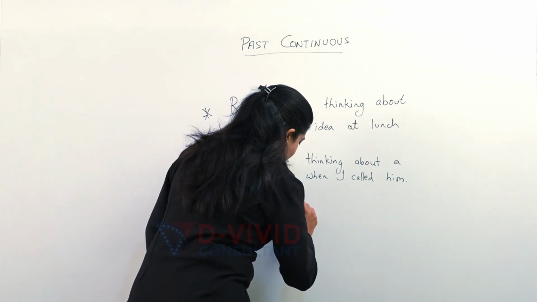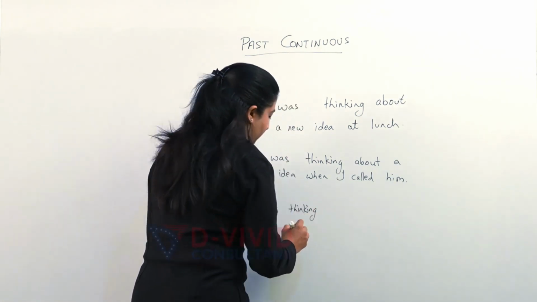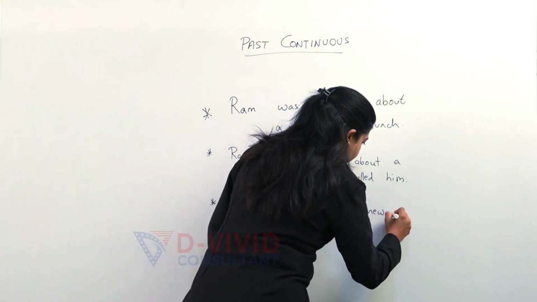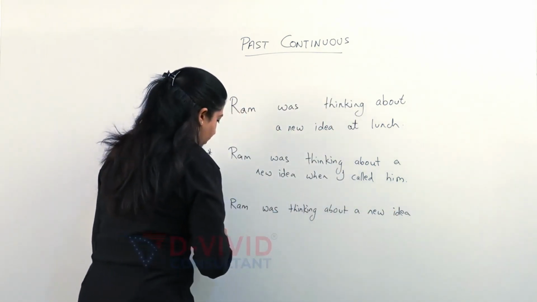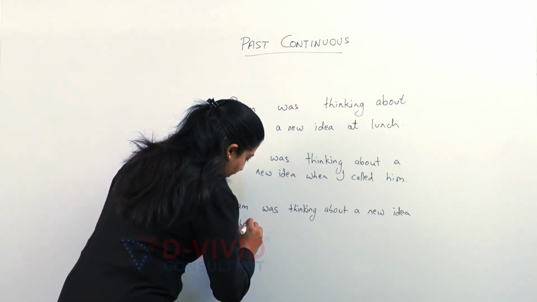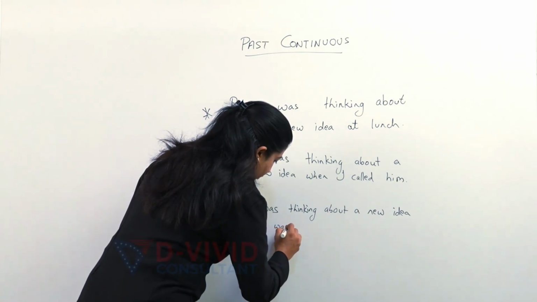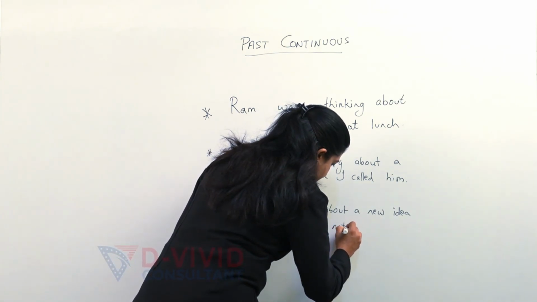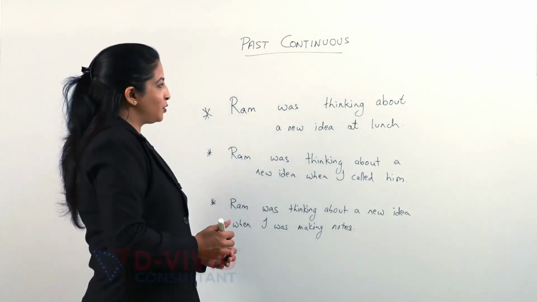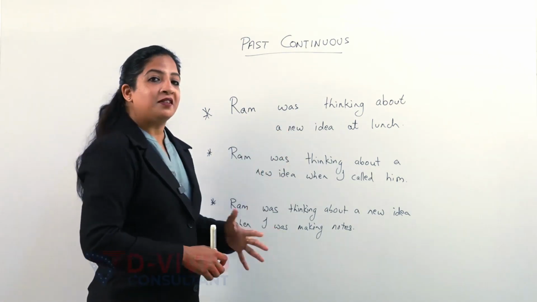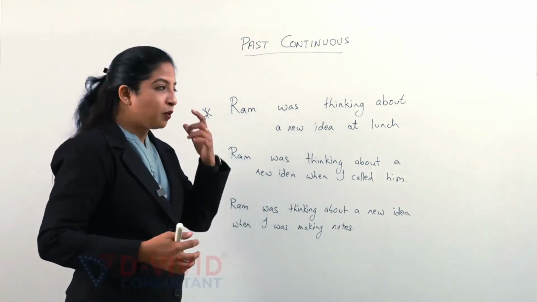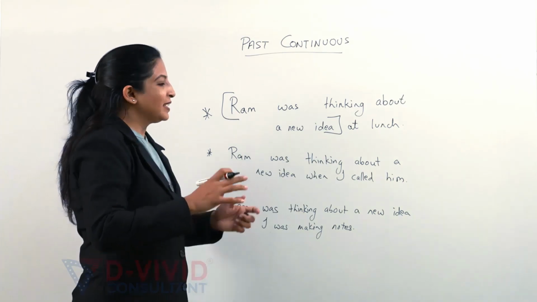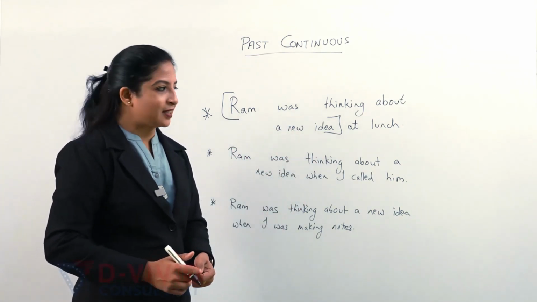Ram was thinking about a new idea when I was making notes. So if you observe the three sentences, you would come to know that Ram was thinking about a new idea is stagnant in all the three sentences.